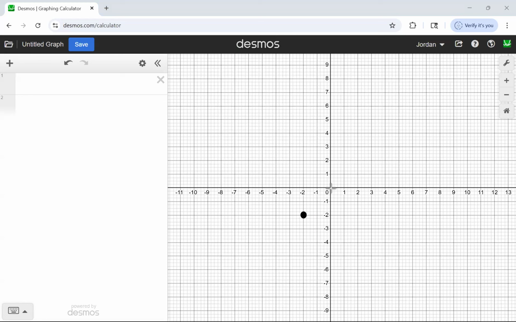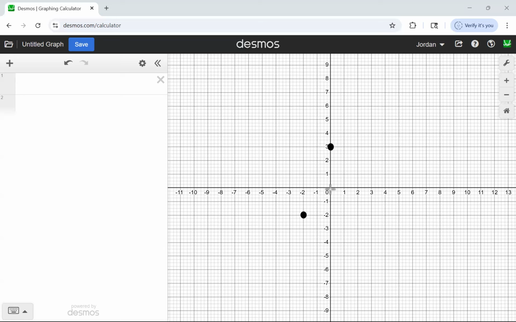The next point is 0, 3. Now 0, 3 means I go 0 in the x direction, so I do not move left or right at all, and I move up 3 units. So 0, 3 is a point on the y-axis. By the way, since 0, 3 is on the y-axis, it is not in a quadrant. So we'd say 0, 3 is not in a quadrant.